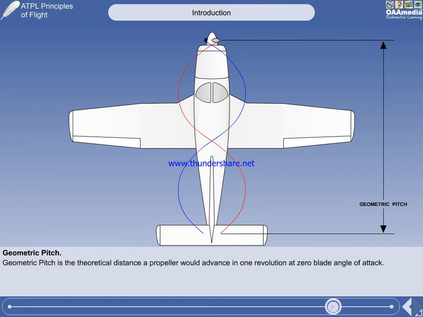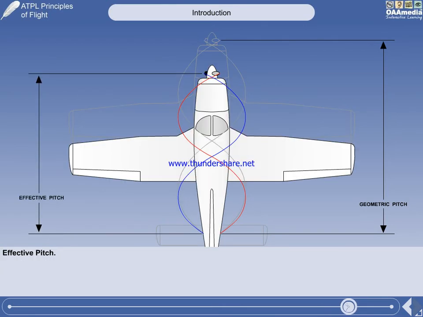A propeller is a very efficient machine, so, under ideal conditions, it could advance at its effective pitch. The difference between geometric pitch and effective pitch is called propeller slip. The angle between the actual path of the propeller and the plane of rotation is called the helix angle. The next lesson will outline details of the fixed pitch propeller.